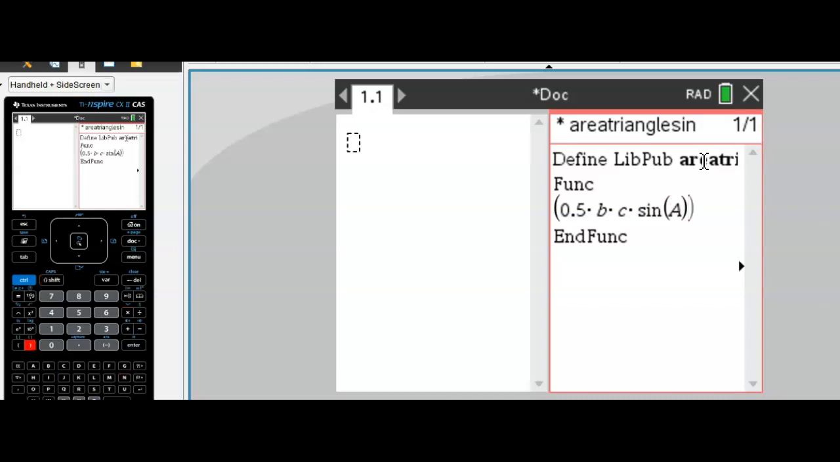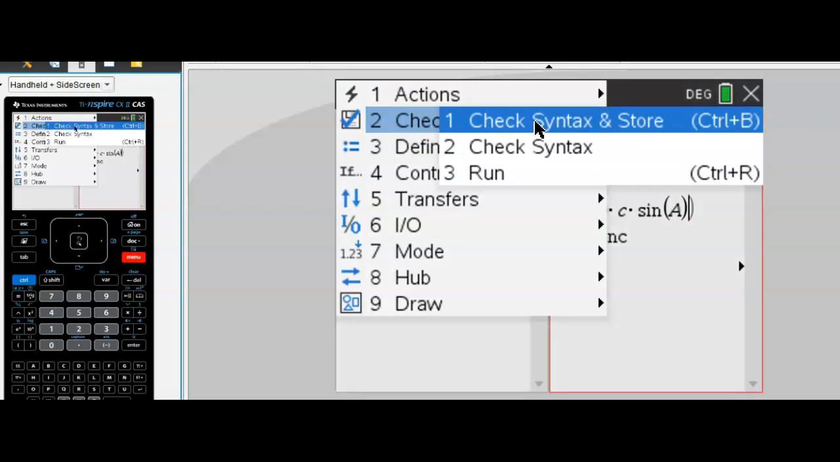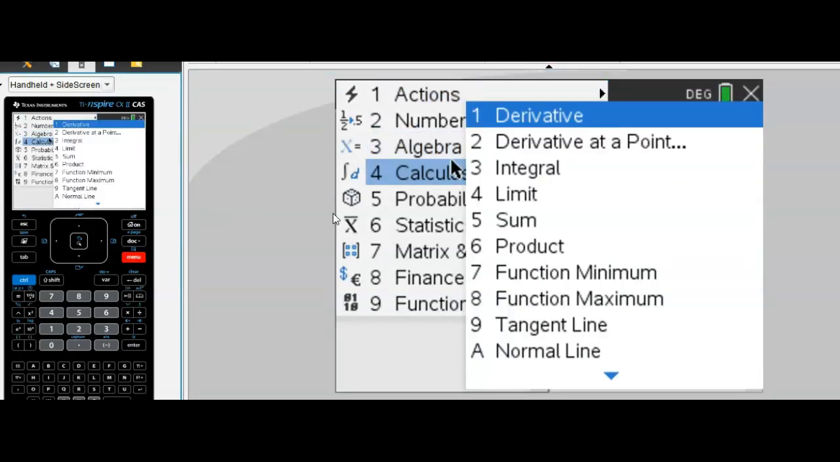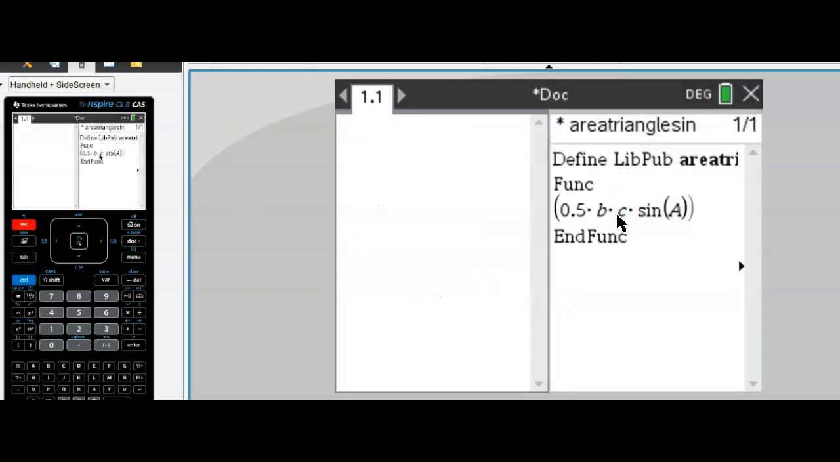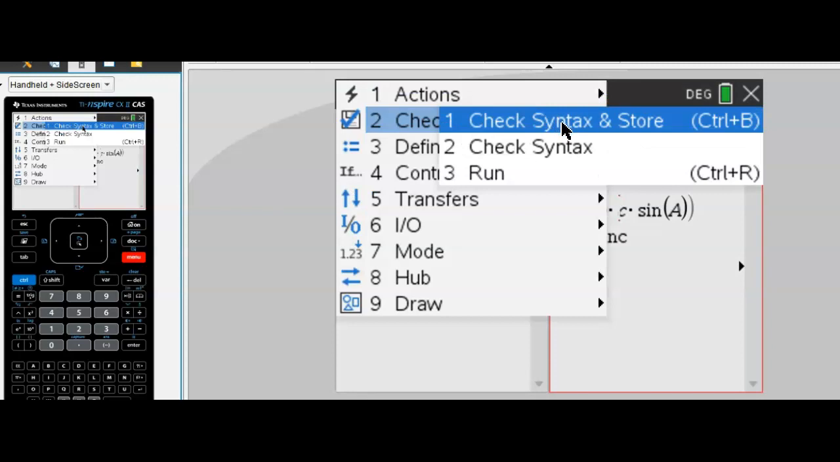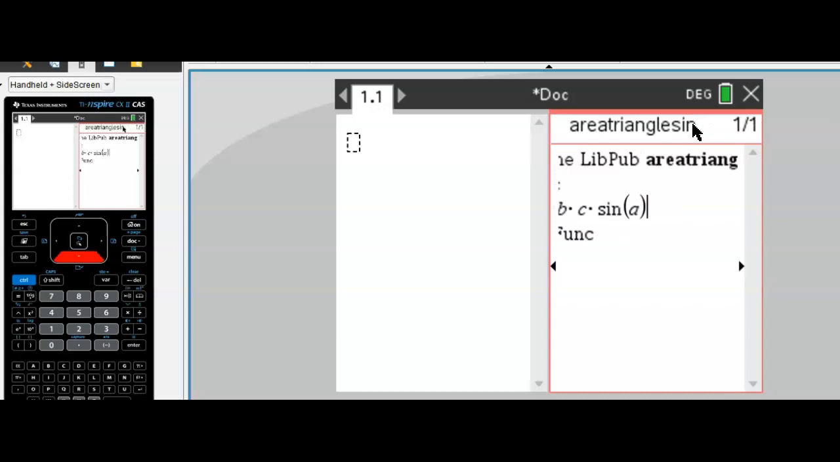And I've noticed that my calculator is in radian mode. So I'm just going to change that to degree mode. Let's just go to check syntax and store. Oops. Let's do that again. Sorry. Let's go back on there. Okay. So we can't see what it said, but I'm pretty sure it stored successfully.